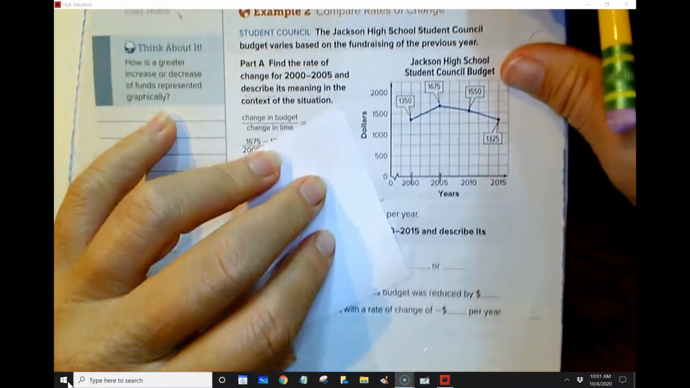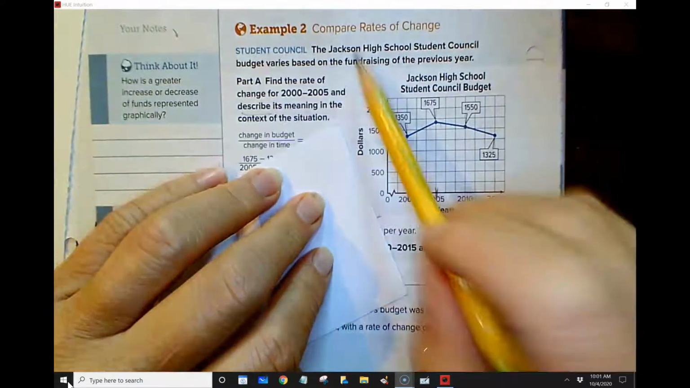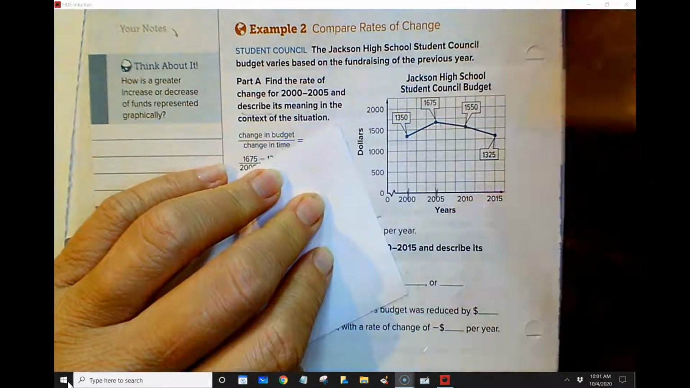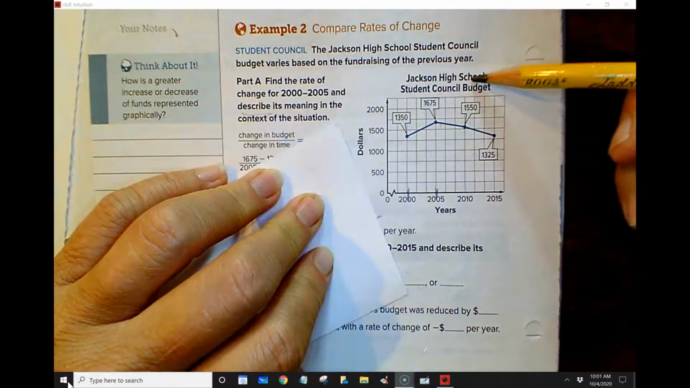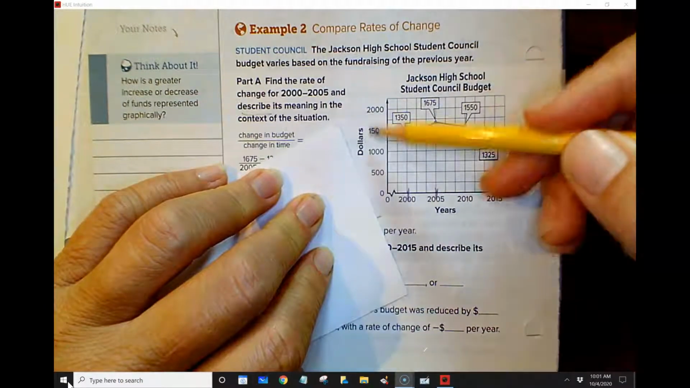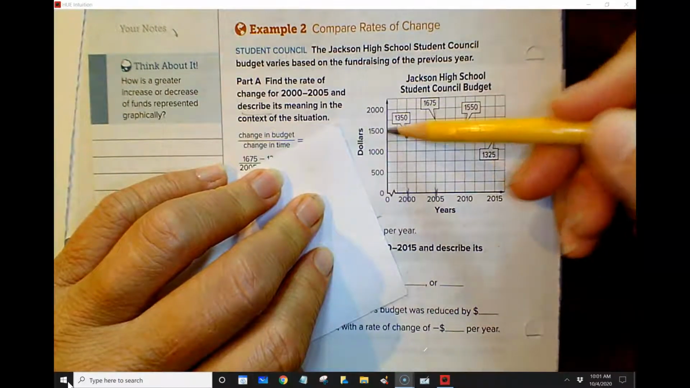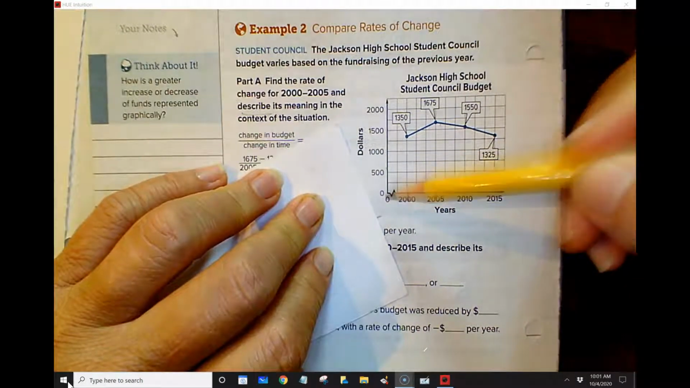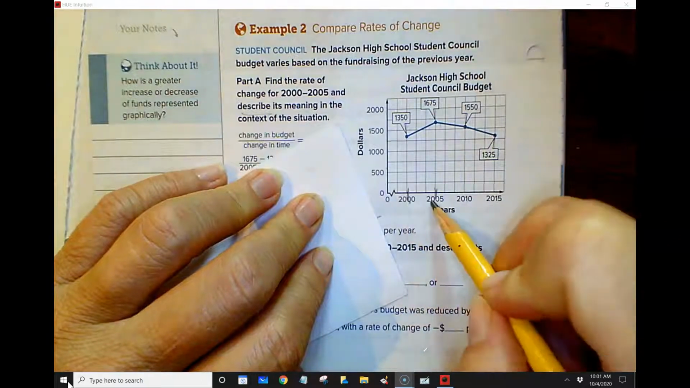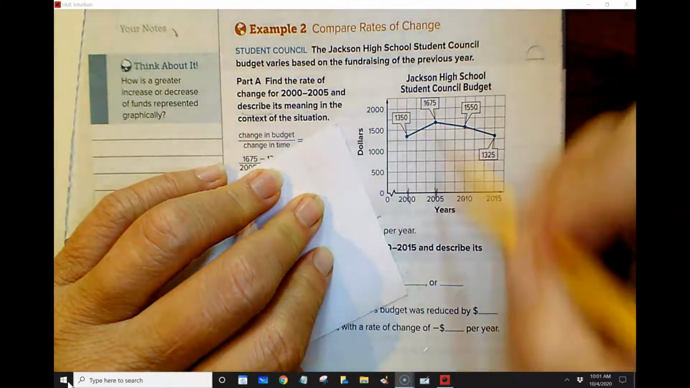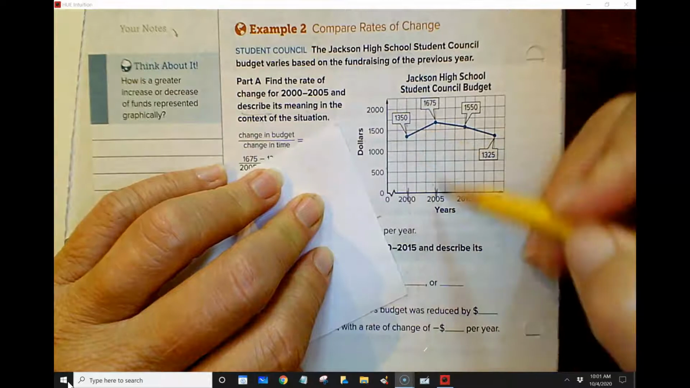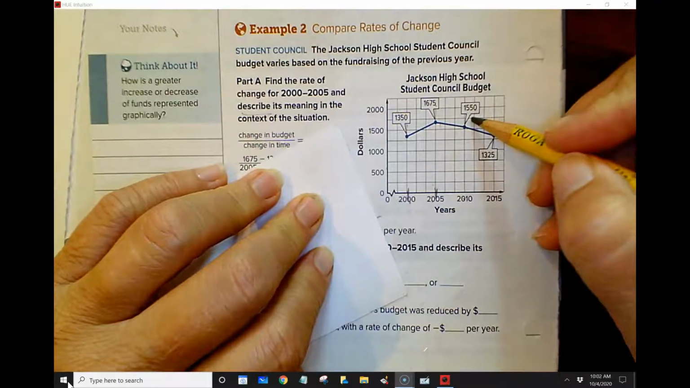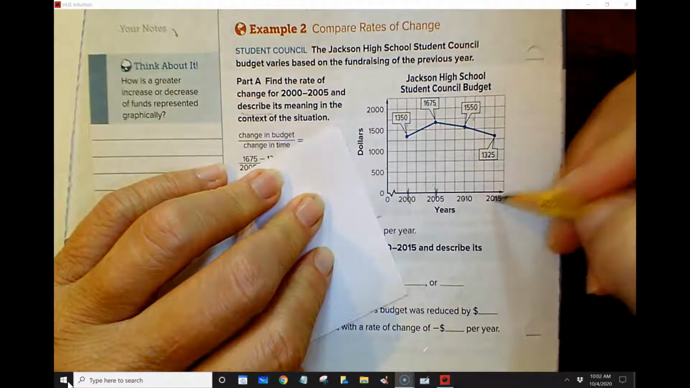Let's take a peek at this graph over here. I'm going to compare rates of change about the Jackson High School Student Council budget. Let's look at this graph without reading anything else. Here's the student council budget. It's in dollars, so $2,000, $1,500, $1,000, $500. The scrunching means we're not going to show all the years. The years they're looking at are 2000, 2005, 2010, 2015. So I have 2000 and 1350, 2005 and 1675, 2010 and 1550, and 2015, 1325.